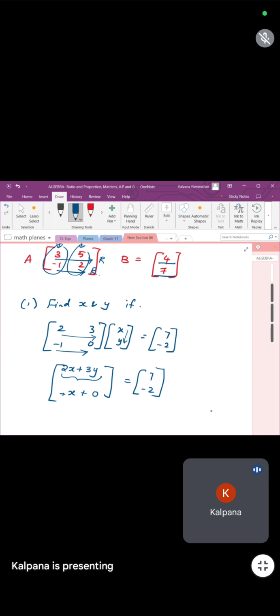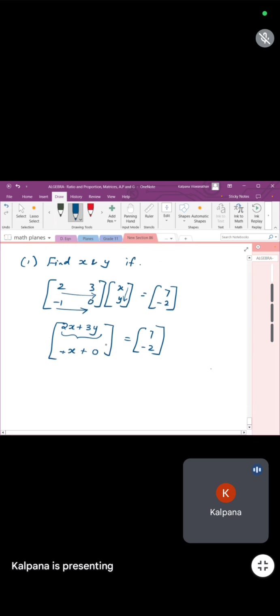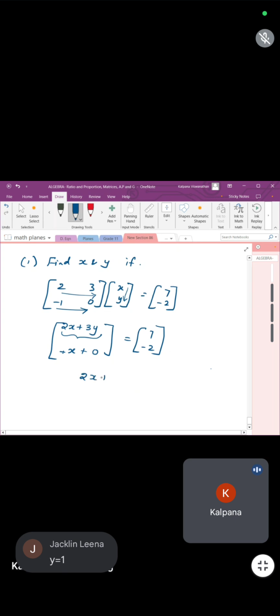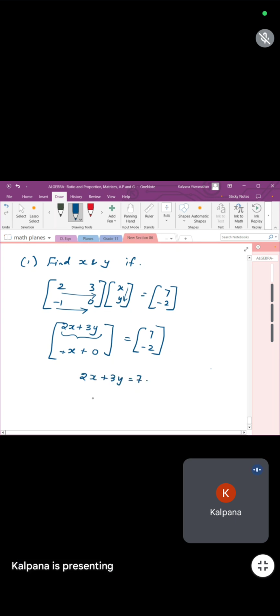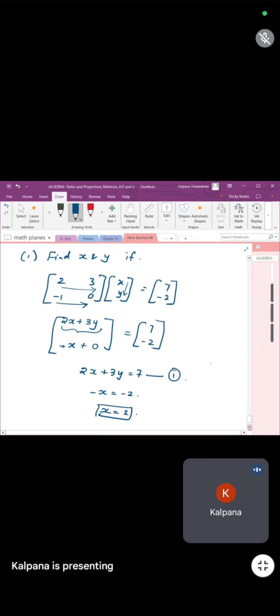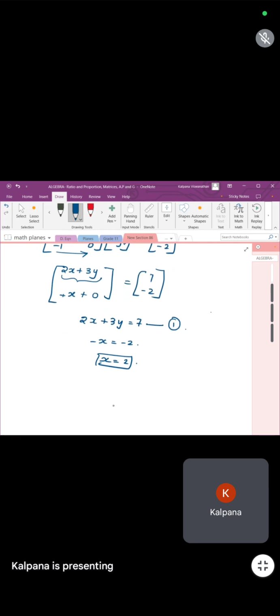Now after this, we have to equate the corresponding elements. So 2x plus 3y equal to 7, and minus x is equal to minus 2. From here you get the x value as 2. Substituting x as 2 in this equation, you will get your y value. So your y becomes 1.